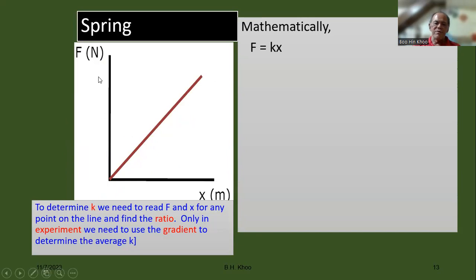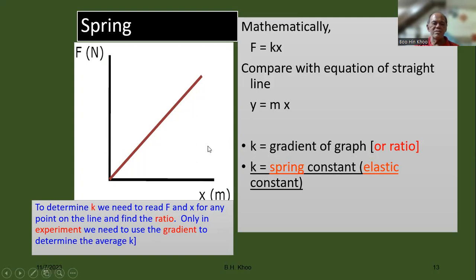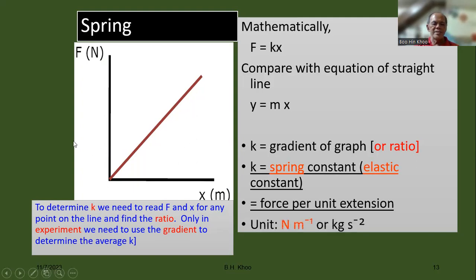Mathematically, force extension F equals Kx. And we can say K can be found from gradient of the graph, basically the ratio. K is called the spring constant or elastic constant, and it's called force per unit extension, defined as force per unit extension. The unit is Newton per meter, kg s to the minus 2.